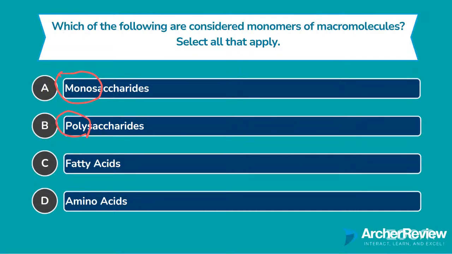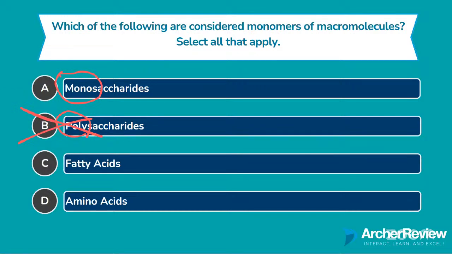Poly means many. So polysaccharides would really be the synonym to macromolecules for carbohydrates, because it's many of those saccharide units, those monomers, together. So that would not be a correct answer.